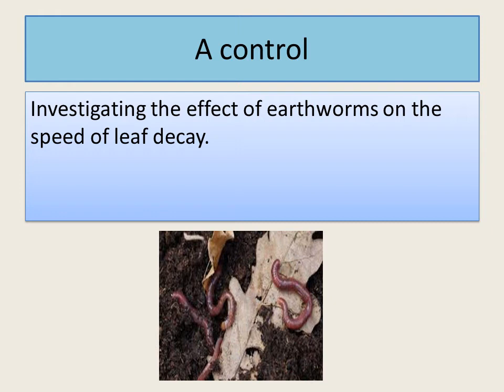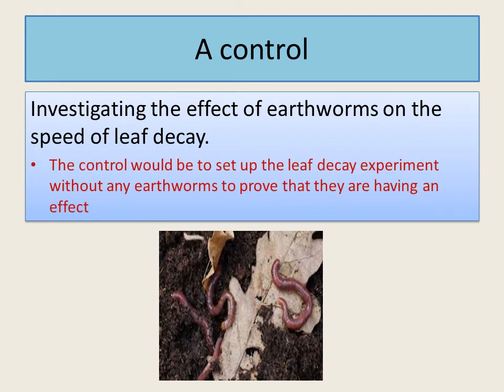If we don't set up a control, we wouldn't be sure that the leaves couldn't just be breaking down over time anyway, and that could be due to other agents of decay such as bacteria. So a control would be to set up the leaf decay experiments without any earthworms to prove that they are having an effect.